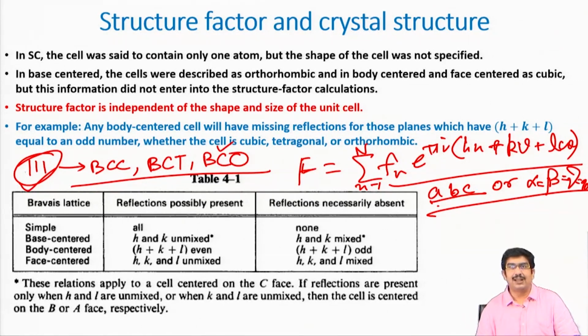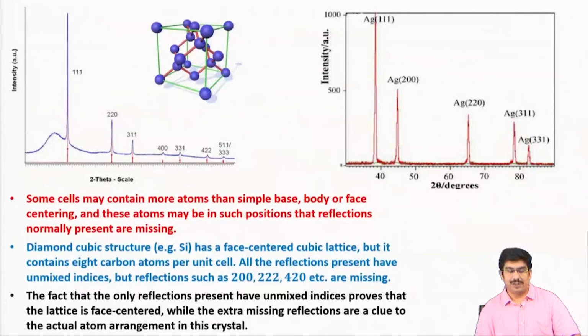A similar thing holds for face centering. We have already seen that in the case of face centering, we did not have something like 110. So 110 is not there whether it is face centered cubic or face centered tetragonal, or any other face centering case. This relationship that we have derived is very general and does not depend on the particular unit cell that we take. So, the structure factor is independent of the shape and size of the unit cell.